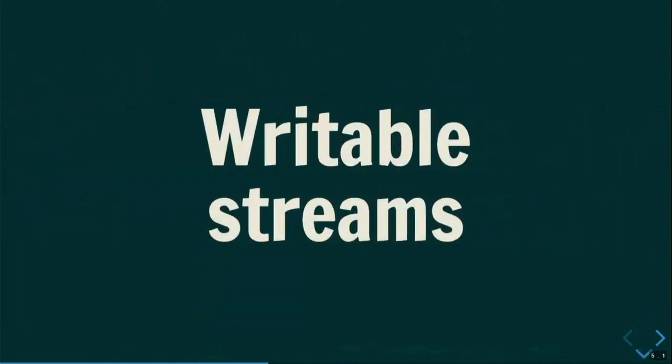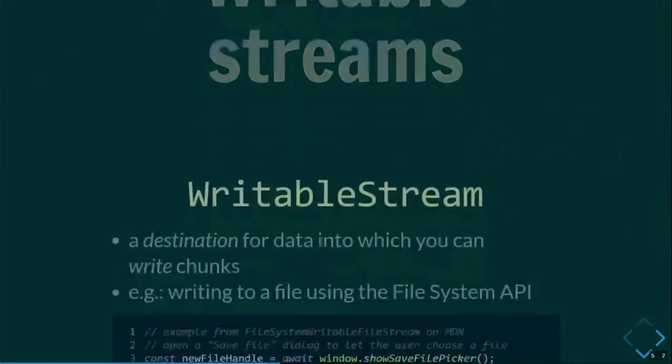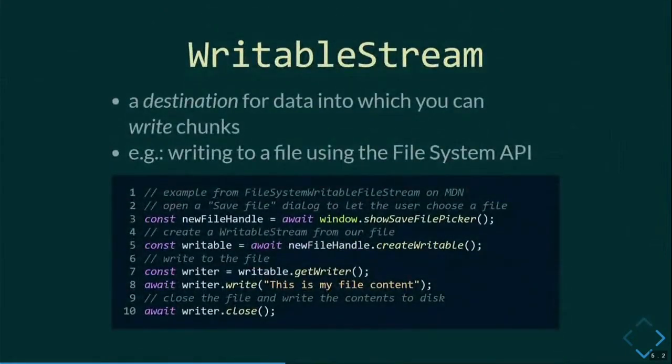Now, that was readable streams. On to the next kind, which is writable streams. This is kind of the reverse. So where readable streams is something where you can read data from, a writable stream is a destination where you can write chunks to. One useful usage of this would be the file system API. So this is an API in web browsers that allows you to open a file and then open it for writing some data out of your app to the file system of the user.